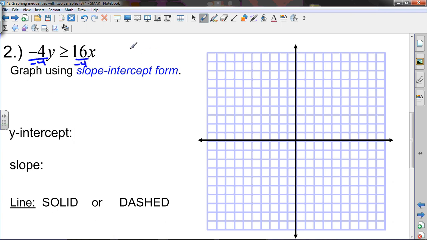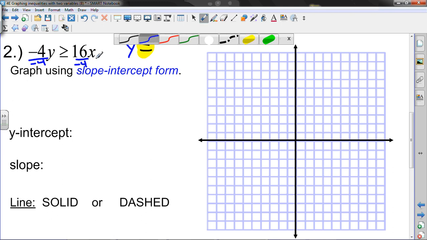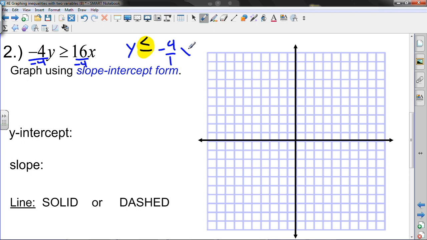And let's go right over here. Y. Now notice we divided by a negative, so I have to switch the sign. So I'm going to highlight there because divided by a negative. And we're going to have 16 divided by negative 4 is negative 4 over 1x. Okay, so there's my slope.